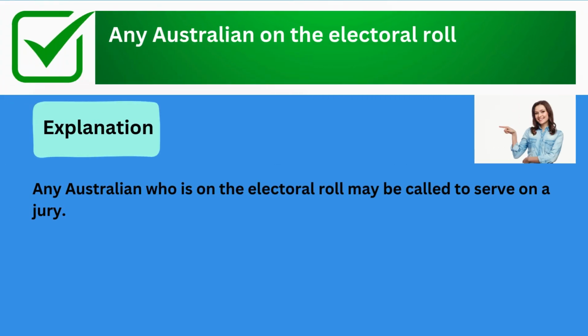The correct answer is any Australian on the electoral roll. Explanation: any Australian who's on the electoral roll may be called to serve on a jury.